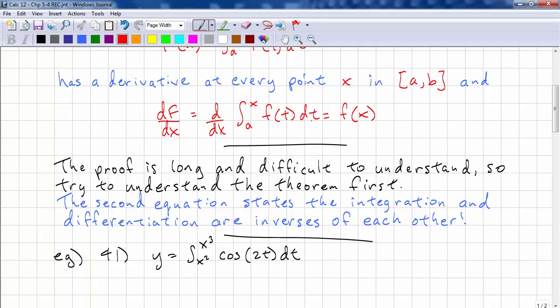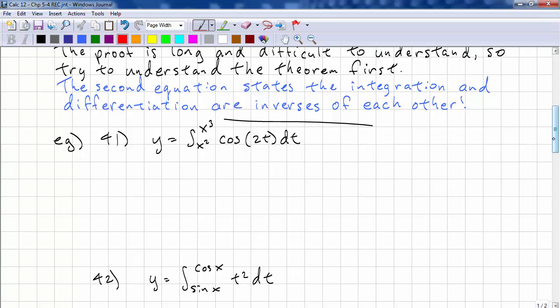And the second equation states that integration and differentiation are inverses of each other. So we're integrating f of t, but we're integrating with the limits a to x. And then we differentiate the whole thing. We get back f of x. So that implies that they are inverses of each other.